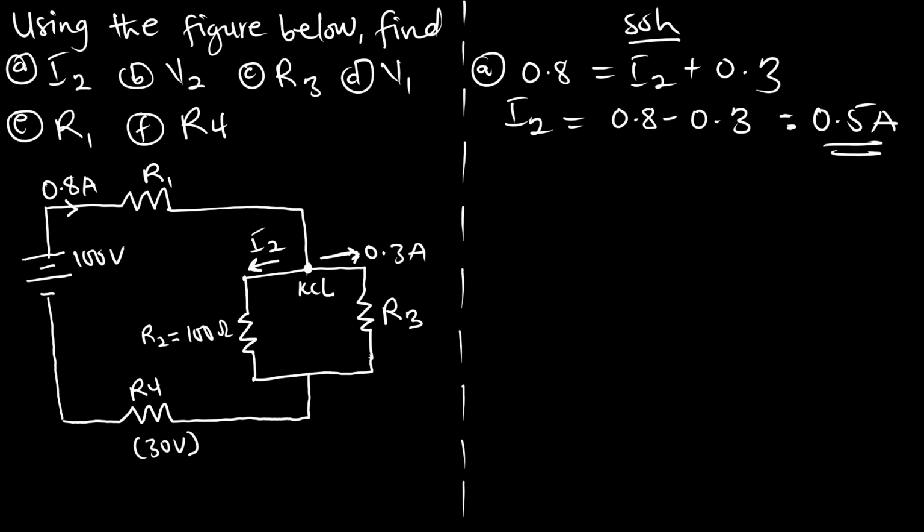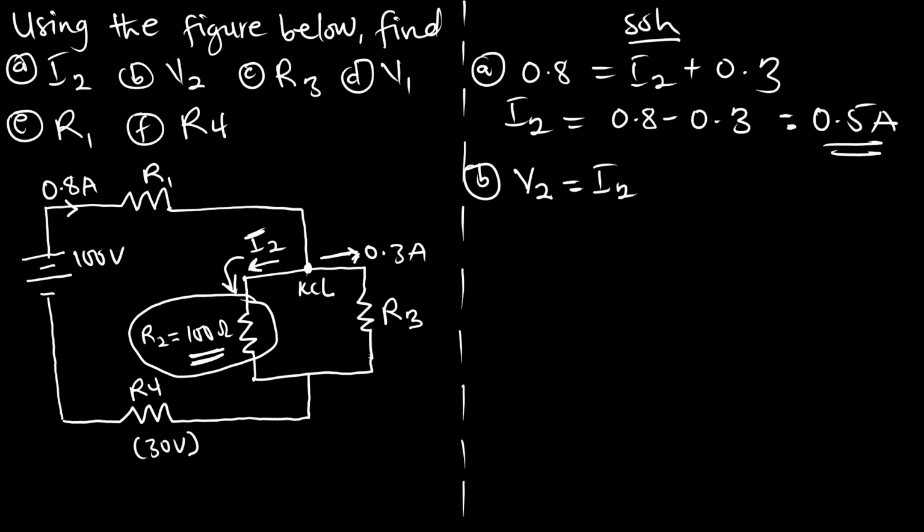Now the B part said we should find the voltage across resistor 2, which is V2. So, voltage across resistor 2. Now we know the current I2 that is passing through resistor 2. We know the resistance of resistor 2. So clearly from Ohm's law, V2 should be equal to I2 multiplying R2.